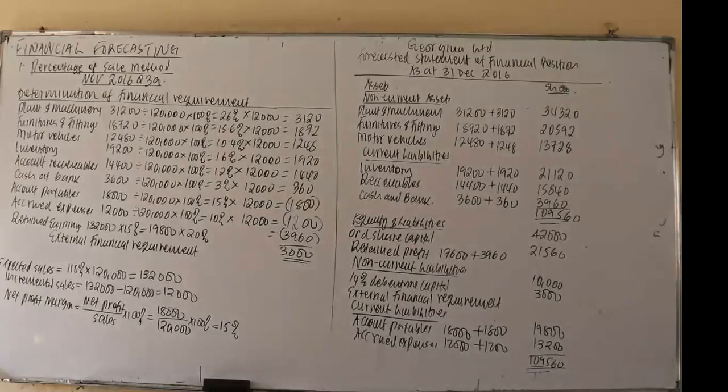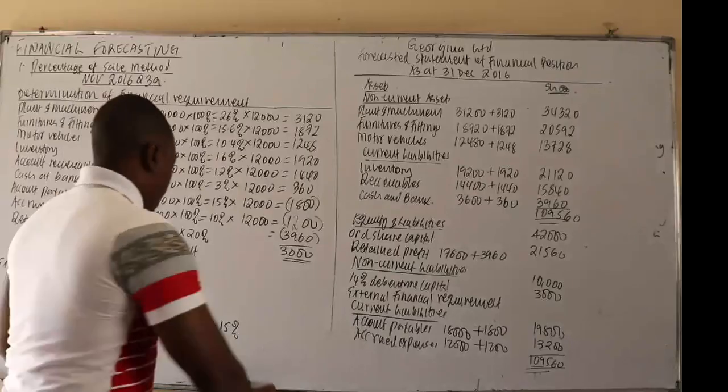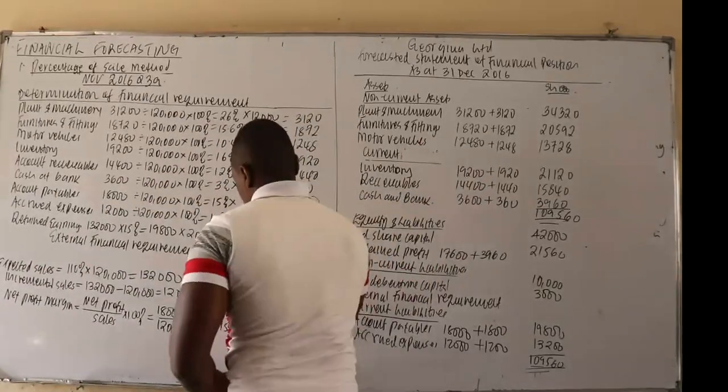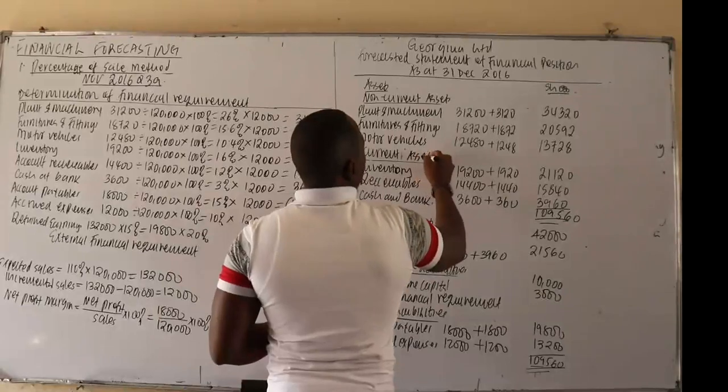Part B of that question. Comment on two weaknesses of the method of forecasting applied in A1 and 2 above. Weaknesses. So now let's look at assumptions stroke limitations. And this was current assets, not current liability. I hope you noted that.